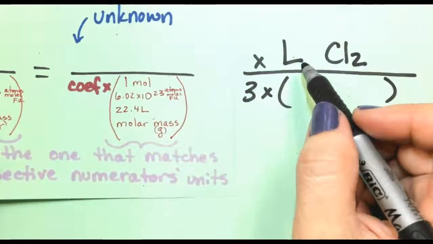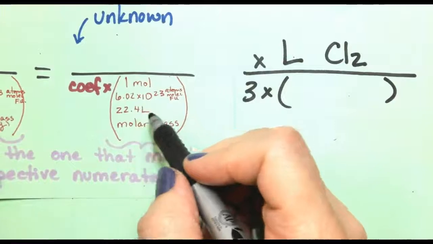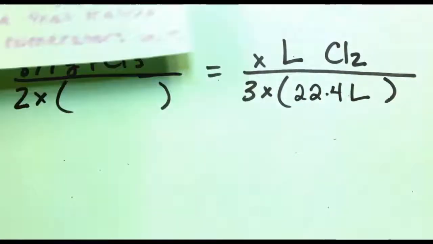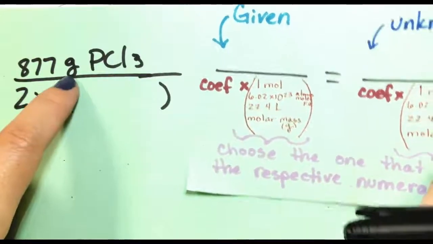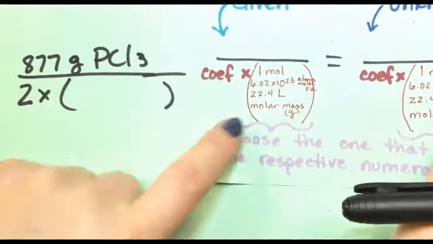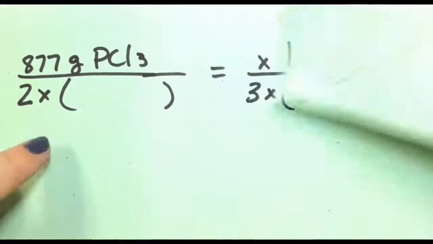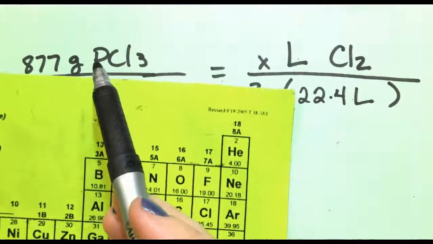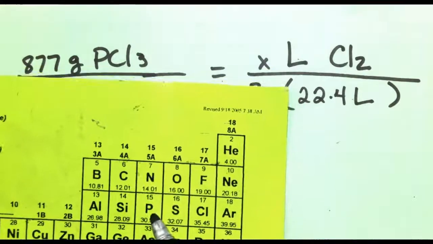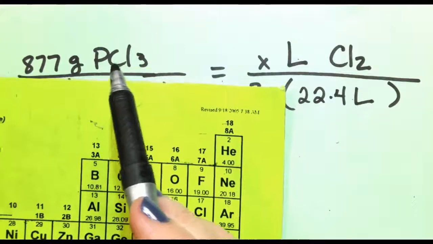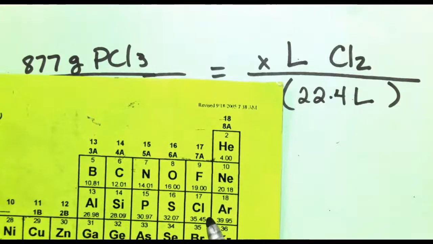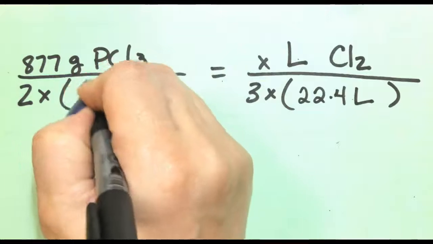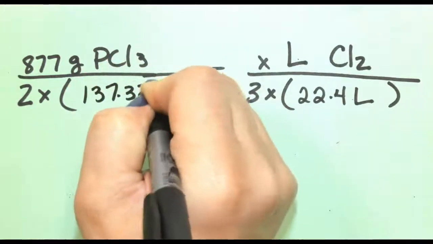Okay, so let's go ahead and look this up first because that's going to be the easiest one. Because we have liters at the top, we need to pick 22.4 liters to go at the bottom. And then on the left-hand side, because this is grams, that means that down here I'm going to need the molar mass in grams. So we're going to go to our calculator and our periodic table, and we're going to add up phosphorus is 30.97 plus chlorine is 35.45 times a subscript of 3, and that's going to give me a mass of 137.32 grams.